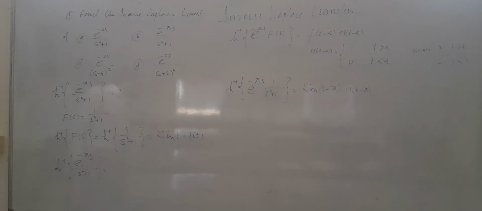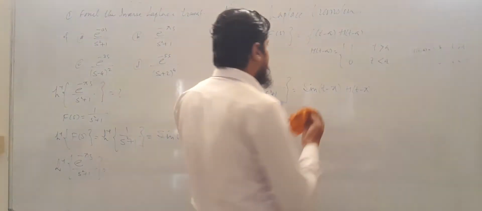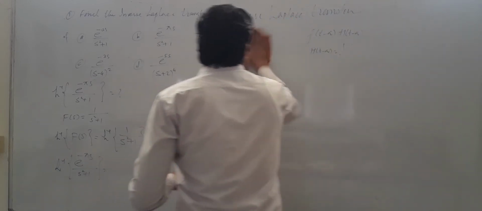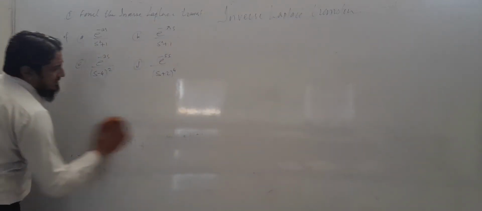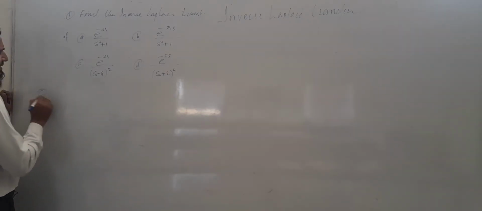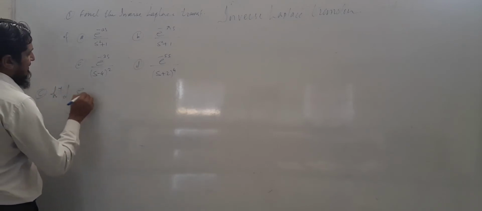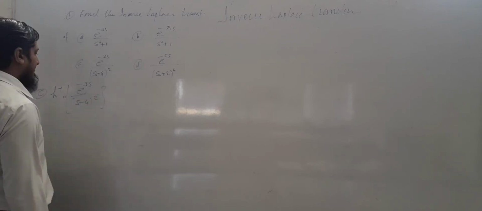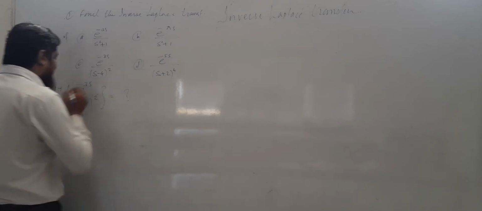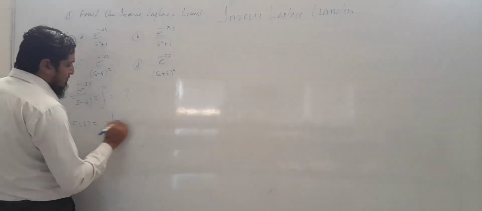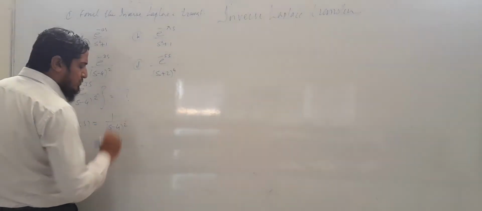Now, for the next example, example number three, which is given as: find the inverse Laplace transform of e raised to minus 3s upon s minus 4 whole square. We have to calculate the inverse Laplace transform of this term. Here we can substitute F of s is equal to 1 upon s minus 4 whole square.